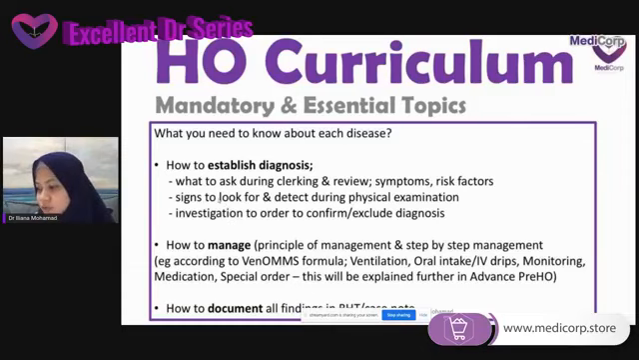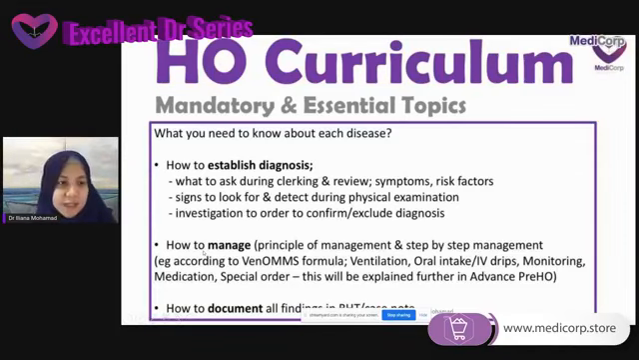So first you need to know how to establish the diagnosis: what to ask during clerking, what signs to look for during physical examination, and what investigations to order. And when you order a certain investigation, obviously you need to know the indication of that investigation, what the normal values are, and what is significant from the result. Okay, next is how to manage.